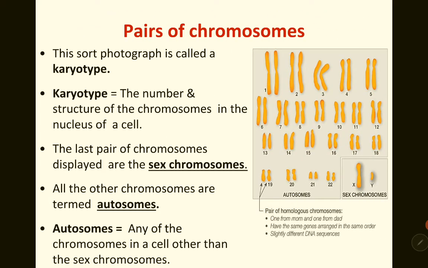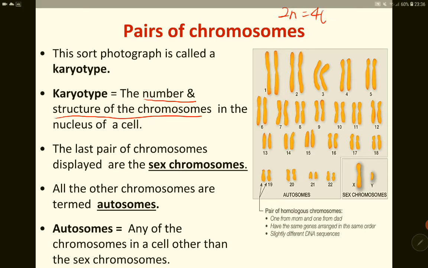So now the concept of the set of chromosome. We can refer to this diagram, which is known as the karyotype. Karyotype is the number or the structure of the chromosome in the nucleus of a cell. So human has 2 sets equal to 46 chromosome, 2n equal to 46. All these chromosomes have pairs.